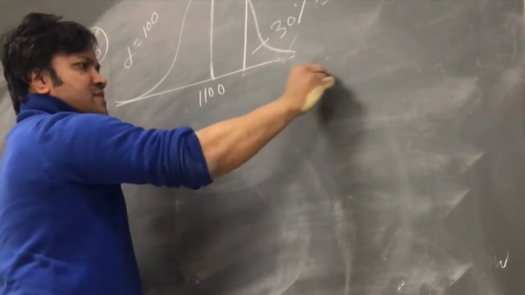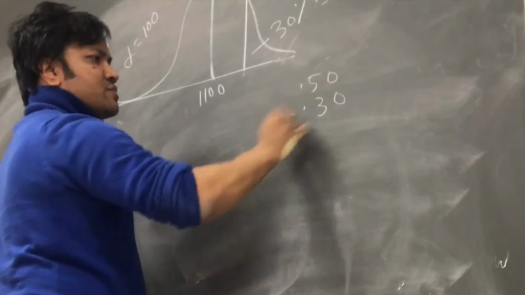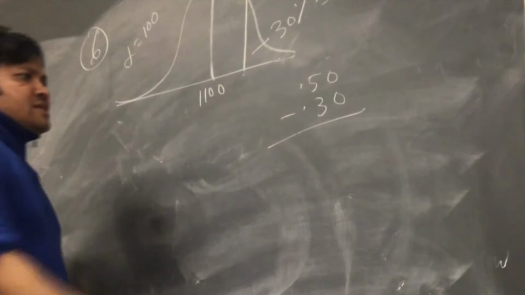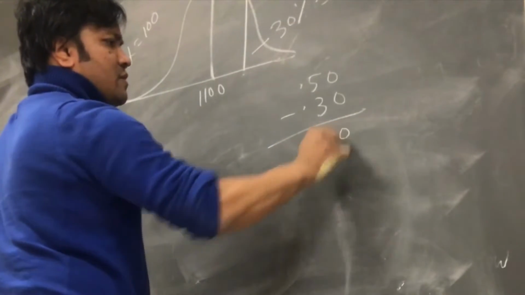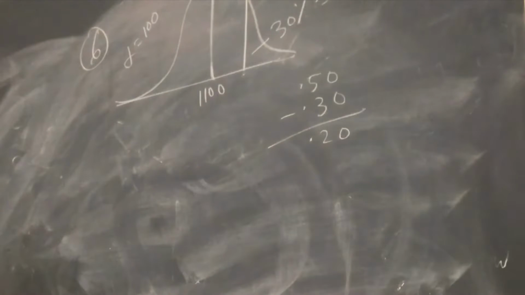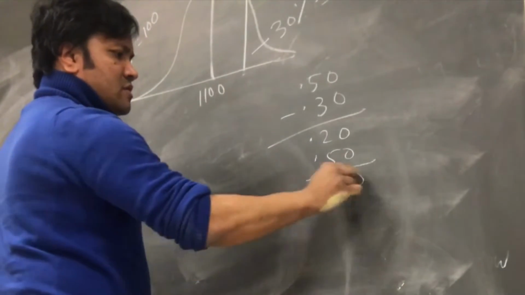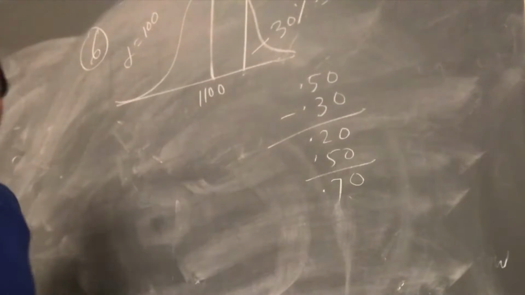0.30. So we're going to write 0.50 minus 0.30, which is 0.20. Then 0.20 plus 0.50 is 0.70.